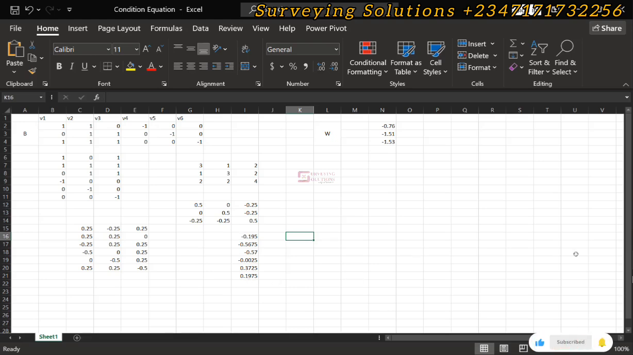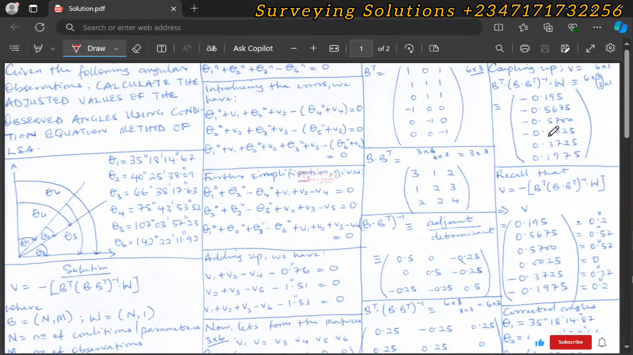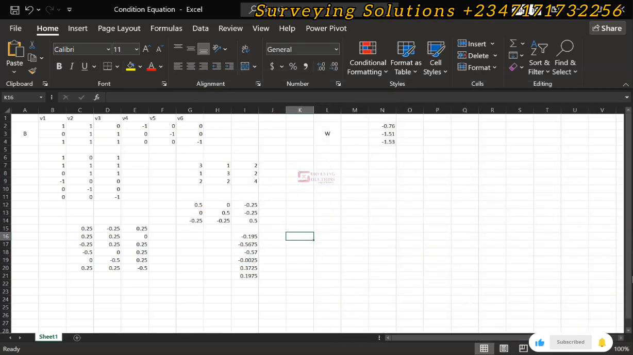So the final multiplication returns this, which, as a result of coupling things up, is B transpose multiplied by B times B transpose inverse, then multiplied by W, right? Which is a 6 by 1 matrix. So these are the elements of that particular matrix.